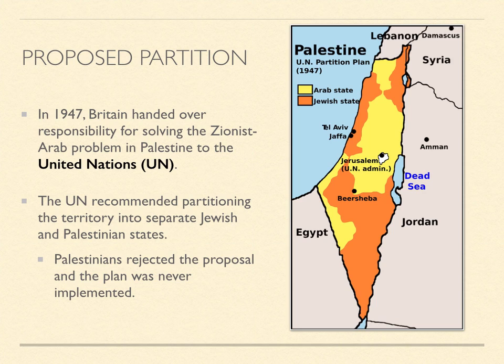Proposed partition. In 1947, Britain handed over responsibility for solving this complex Zionist-Arab problem in Palestine to the United Nations. The United Nations recommended the partitioning of the territory into separate Jewish and Palestinian states. The Palestinians rejected this proposal. The plan was never implemented. On the right-hand side, you see a map of the UN plan to partition the area. Yellow would be the Arab state, and orange would be the Jewish state.